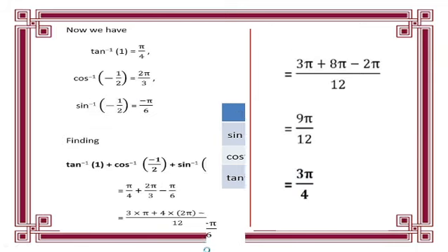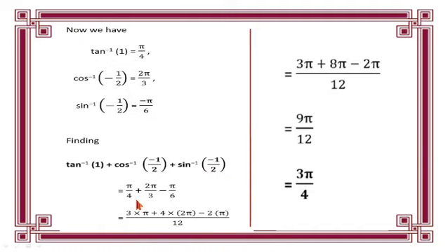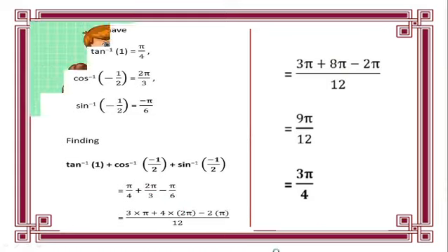So now we have calculated all three values. Now put all the values in this given expression. So it is pi by 4 plus 2 pi by 3 minus pi by 6. Solve it, and the answer is 3 pi by 4.